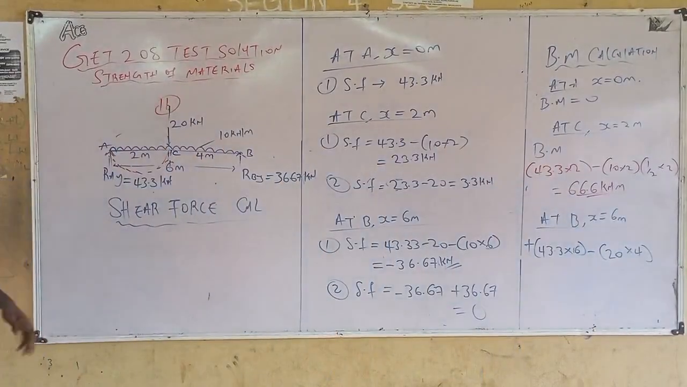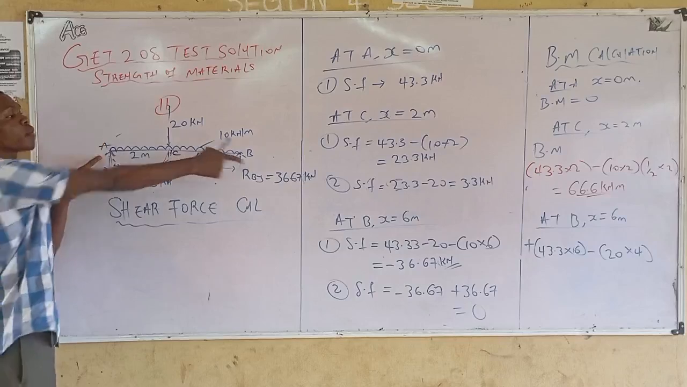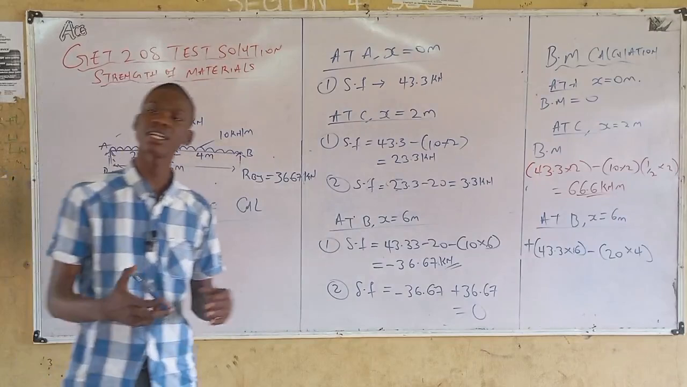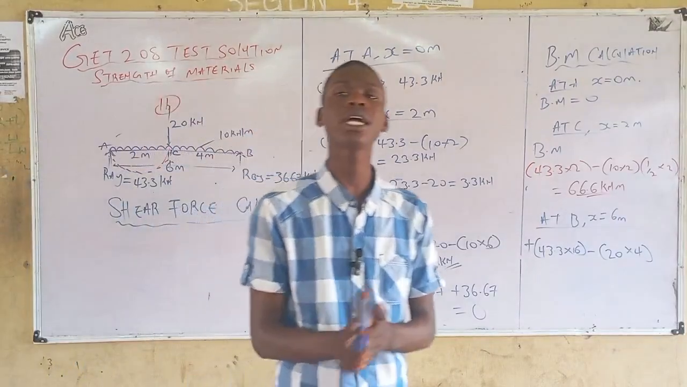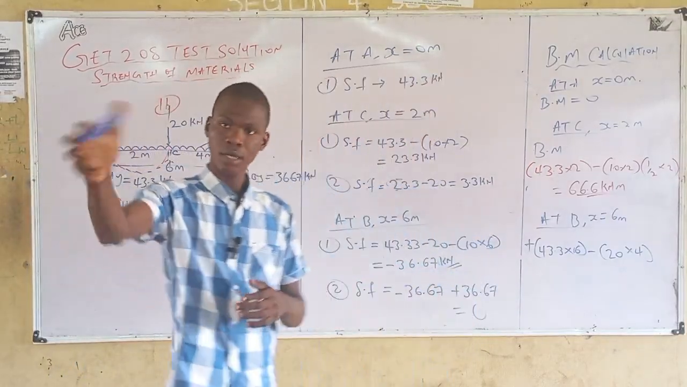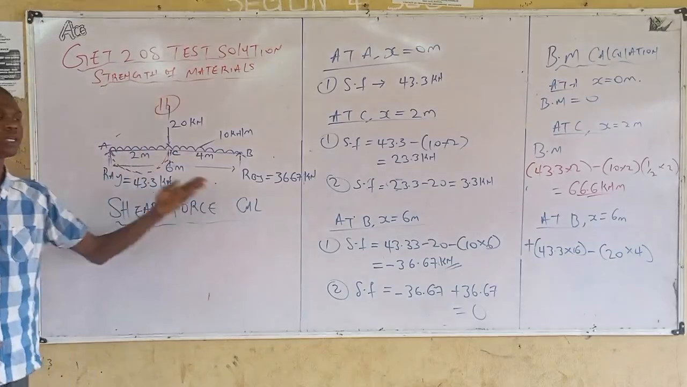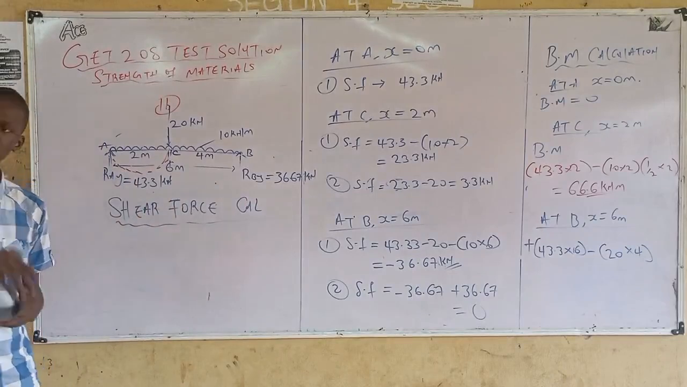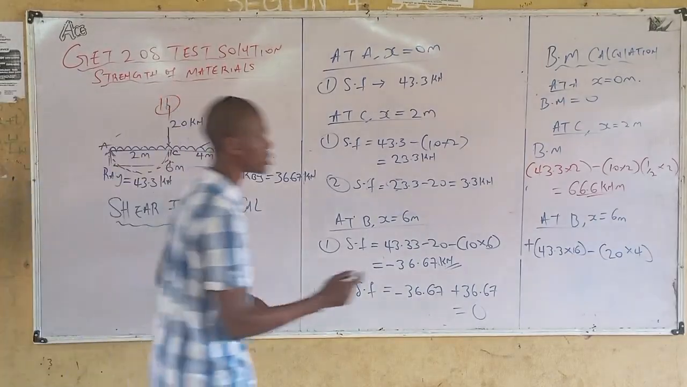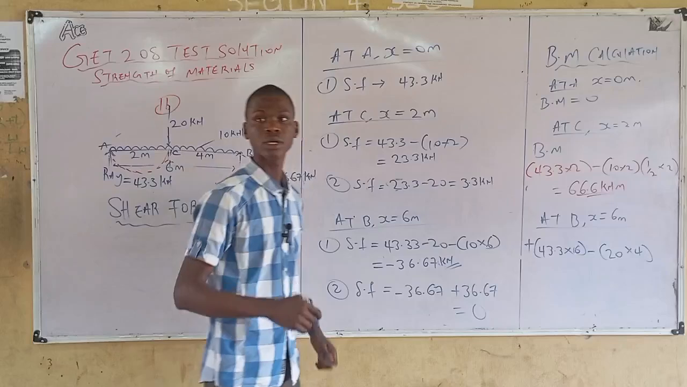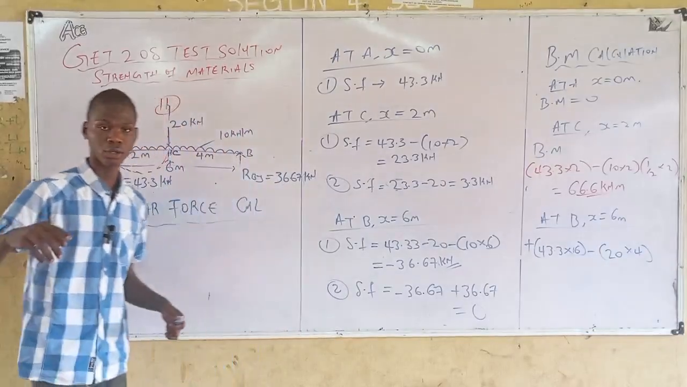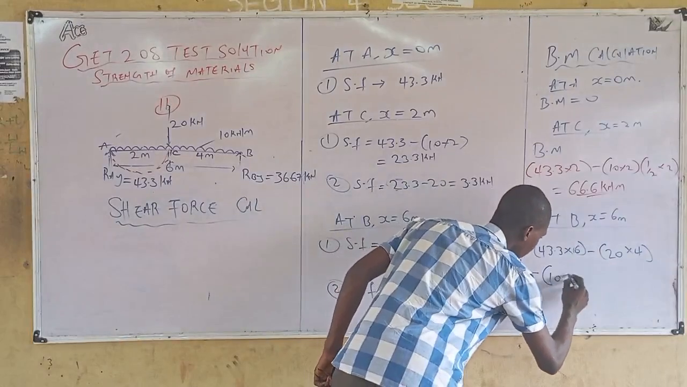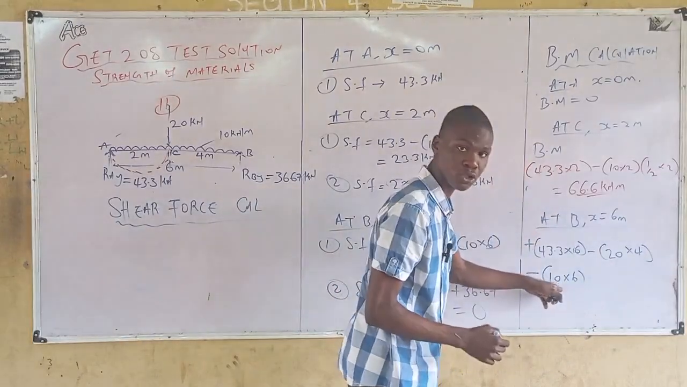A U.D.L. The U.D.L is spanning from A up to B. What will be the force of this U.D.L? How do we get 60? 10 times 6. In what direction? Anti-clockwise. Negative open bracket 10 times 6. This is just the force of the U.D.L.